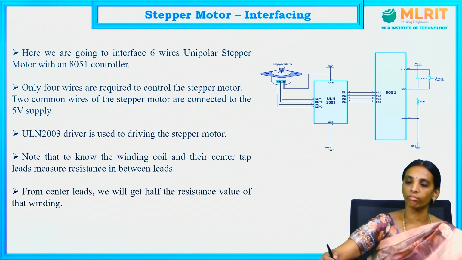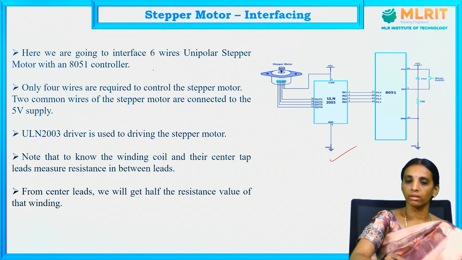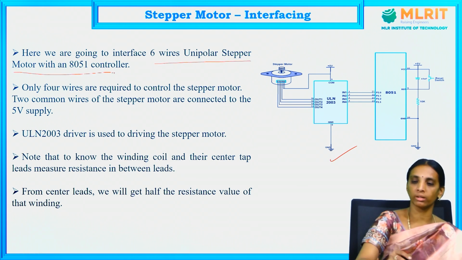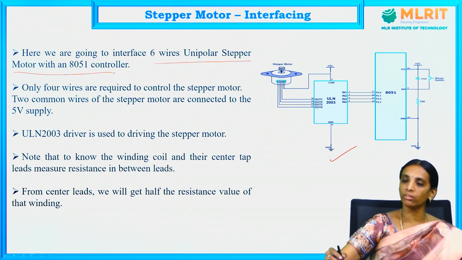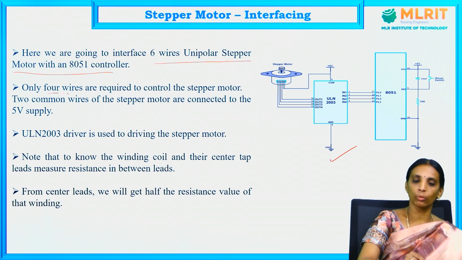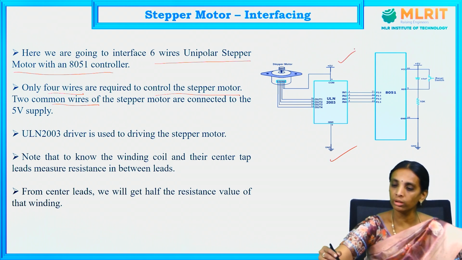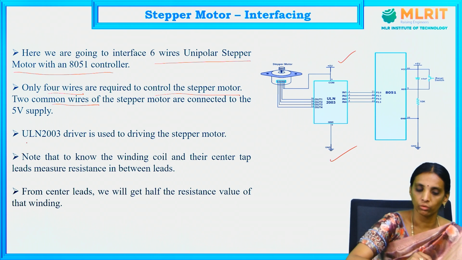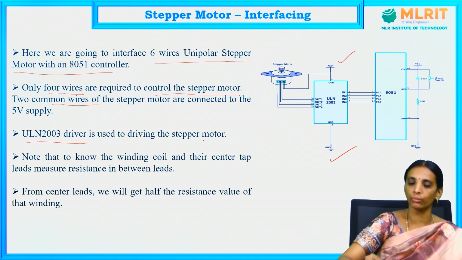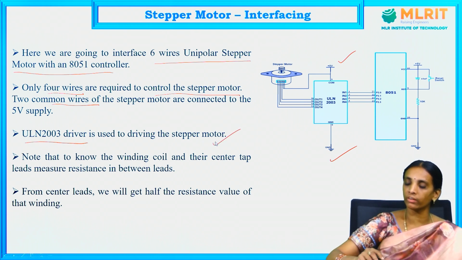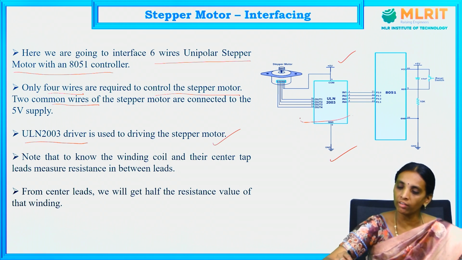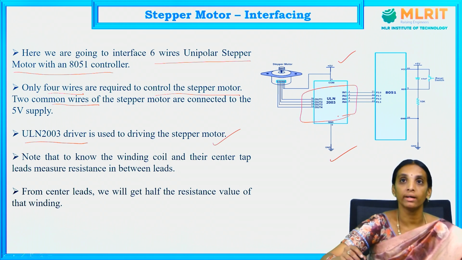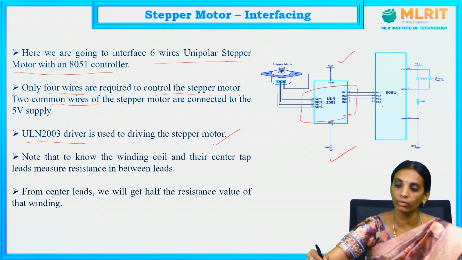So this is the interfacing of the stepper motor. Here the 6-wire unipolar stepper motor can be interfaced with the 8051 microcontroller. Only 4 wires are to be used for controlling the stepper motor, and the 2 wires are connected to the plus 5 volts and ground pin. The ULN 2003 can be used as the driver for the stepper motor. Here this is the driver controller which is used for interfacing the stepper motor to the 8051 microcontroller.